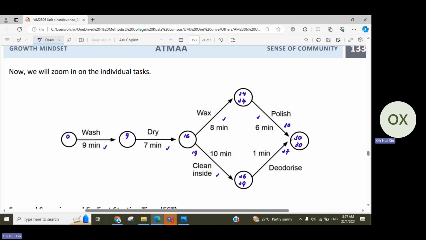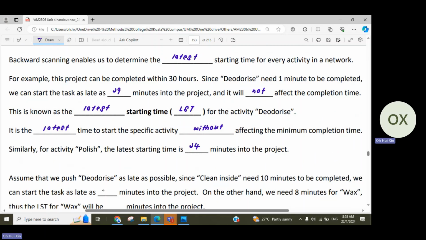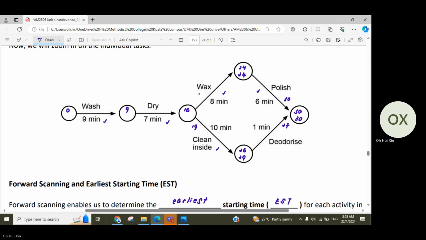Just now, when you were doing your forward scanning, you were looking at these two edges directing to this vertex, so you needed to check both of these to decide what to write in this node. It's the same thing here as well. We know that for clean inside, the LST is 19 minutes into the project. But because you are doing backward scanning, there are two edges. When you go backward, it will go to this node. So you must make sure that you look at these two nodes before you decide what number to write here.